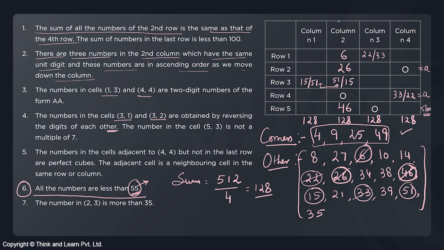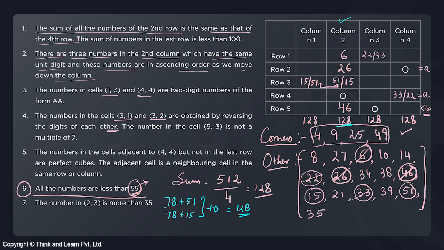Now, let us look at this column 2. 6 plus 26 is 32. 32 plus 46 is 78. So 78 plus 51 or 78 plus 15, one of them added with O will give me 128, right? The complete column adds up to 128. So either this 78 plus 15 plus O or this 78 plus 51 plus O.